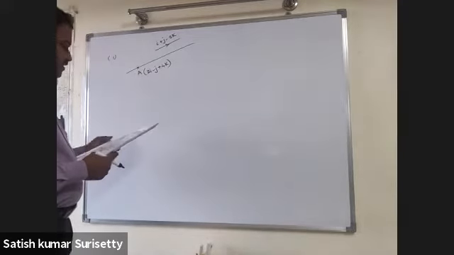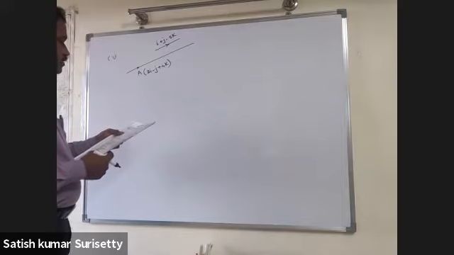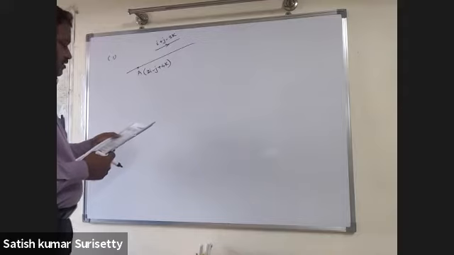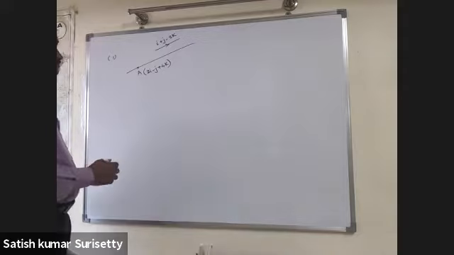Find the vector equation of a line passing through the point 2i minus j plus 4k and in the direction of i plus j minus 2k. Also reduce it to Cartesian form.